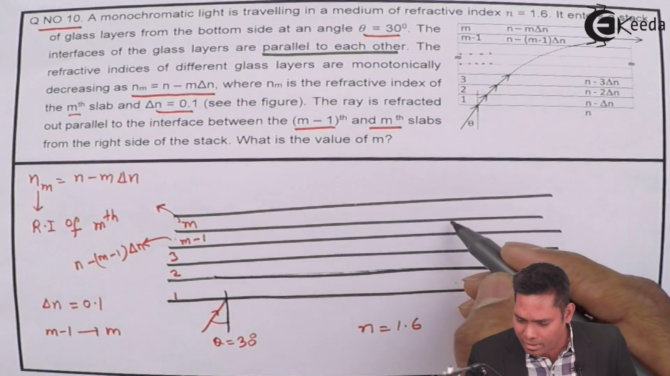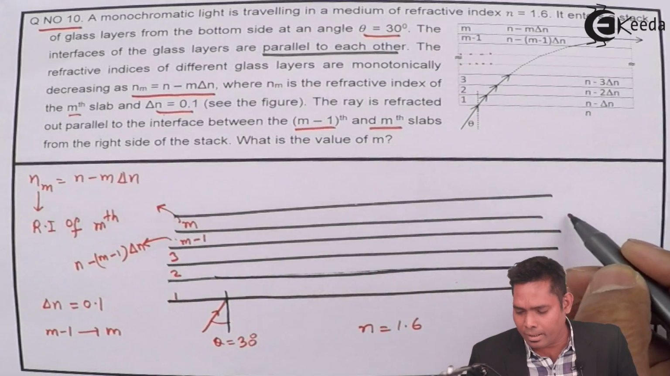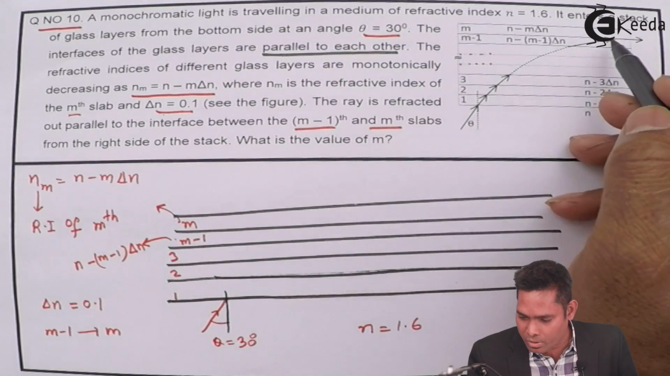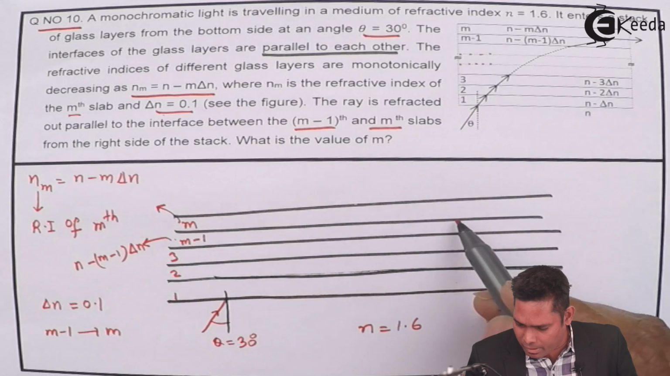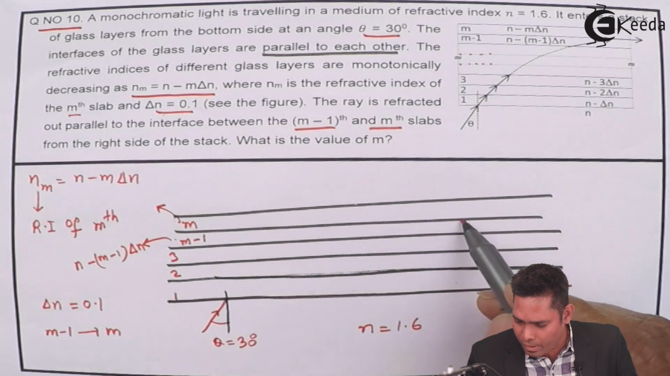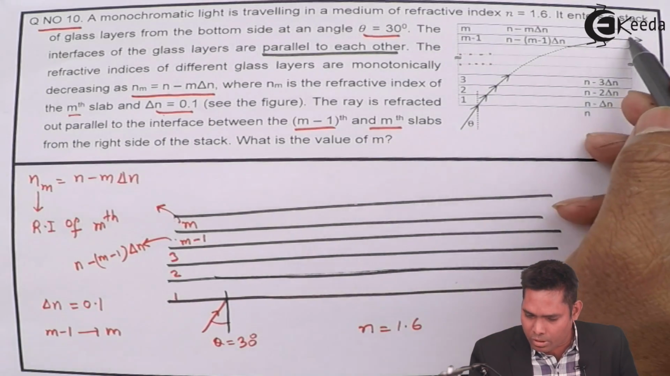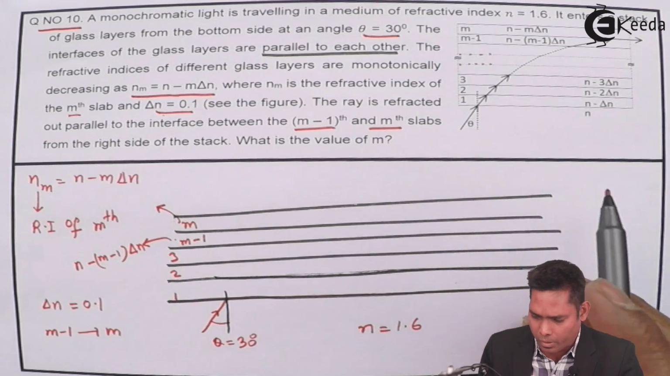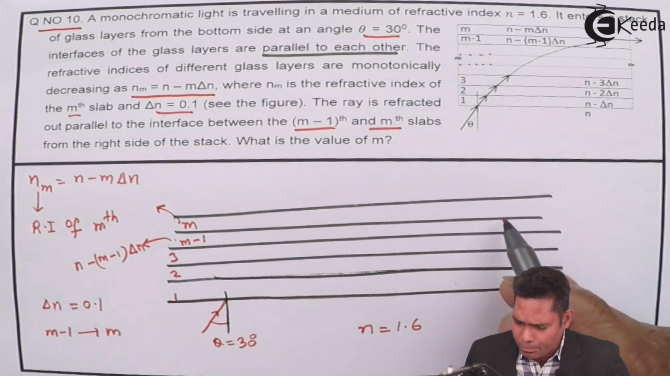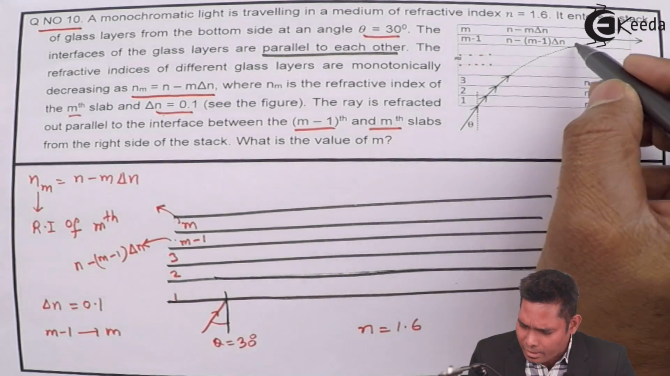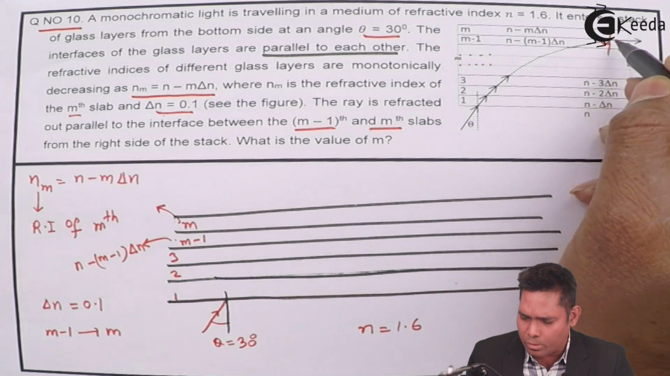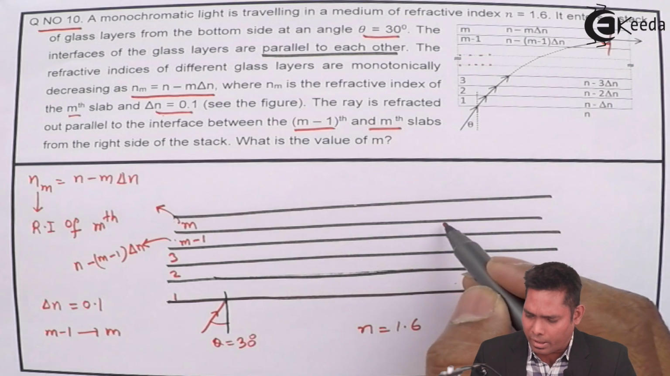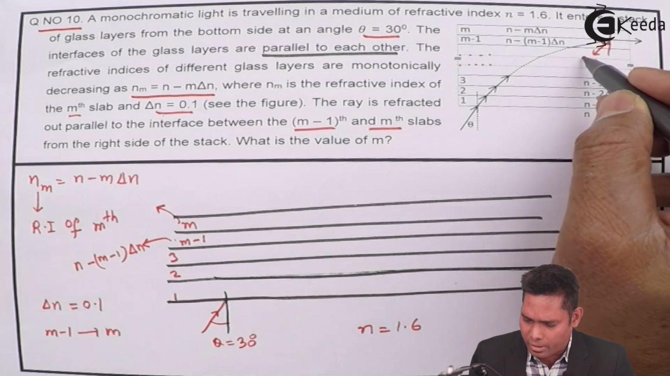So because it strikes at the critical angle, it goes parallel to this surface. As you can see here, between m minus 1 and m, there is a surface where it moves along the parallel. So this is how it is the case. Now if it moves parallel, this angle here must be the critical angle. This angle should be the critical angle that I will draw here.